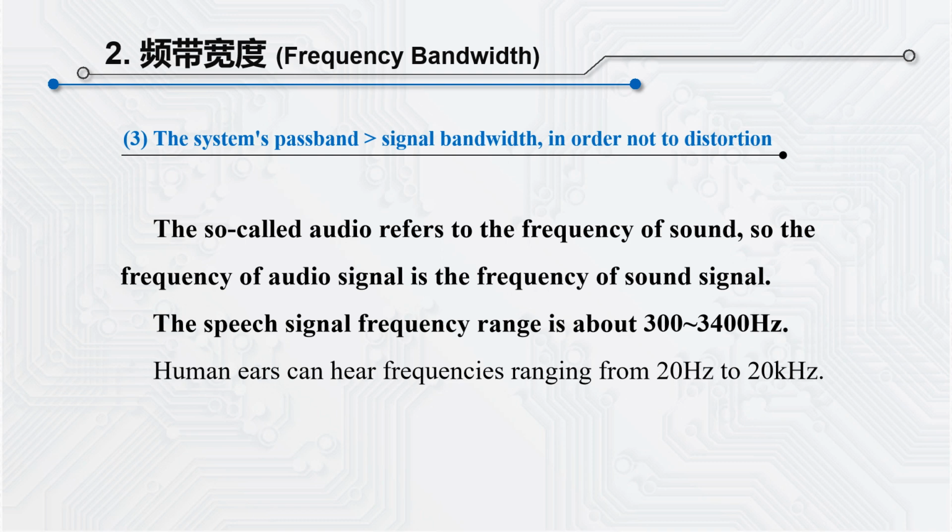Here are some examples. Let's start with an audio signal. Audio refers to the frequency of sound, so the frequency of an audio signal is the frequency of the sound signal. It can also be classified into voice signal frequency. Voice signal frequency is about 300 to 3400 Hz, and the range of frequency that humans can hear is between 20 Hz and 200,000 Hz. Obviously, there are some voice signals that humans can hear.